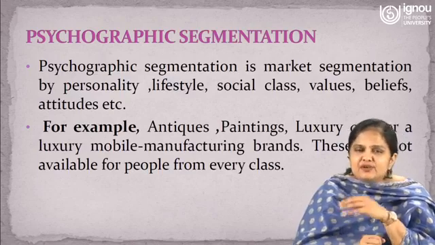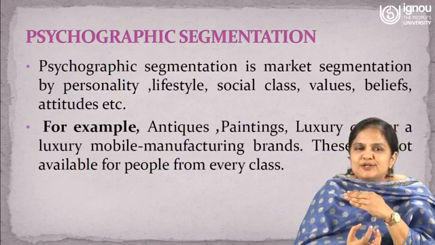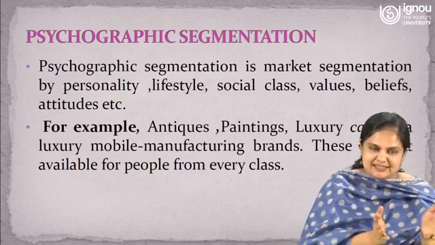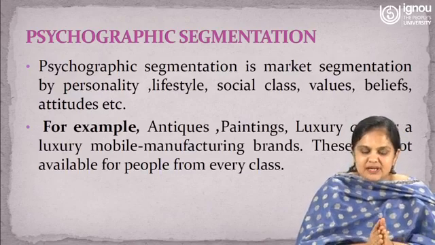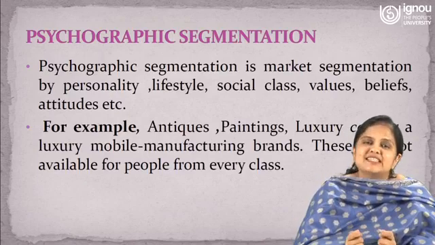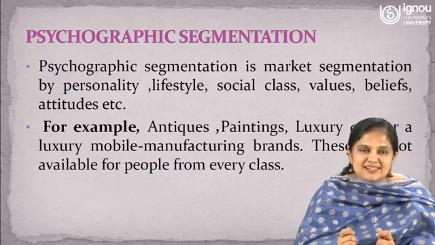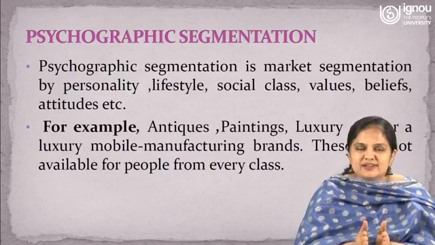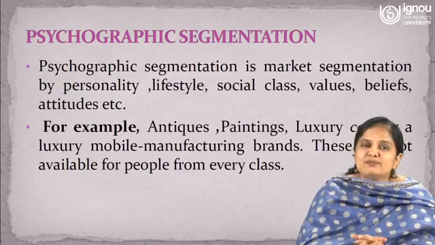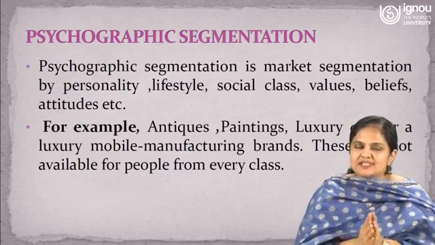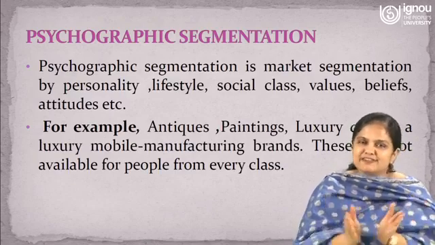For example, you cannot expect antique items to be bought by everyone. There is a different class who prefers to buy antique items, similarly expensive paintings, luxury cars, or maybe the best example, luxury mobile manufacturing brands. They have different sets of products for different sets of segments. These are not available for people from every class. So you have two choices: either you concentrate on a particular segment, or you go with different offerings for different segments.